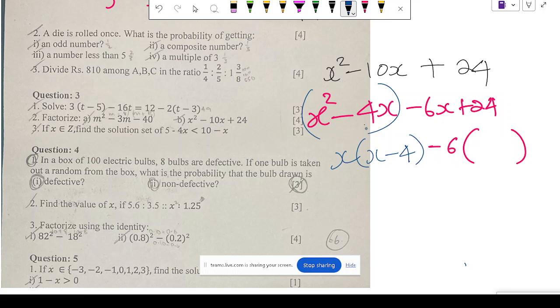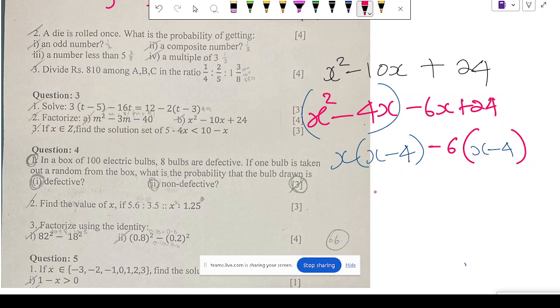Divide this. See, one more trick. Once you divide, most of the time you get the same value. X minus 4. Check. Yes, sir. Only sometimes, 90% of the time you'll get the same value. Only sometimes it might go different. Instead of x minus 4, you'll get x plus 4.